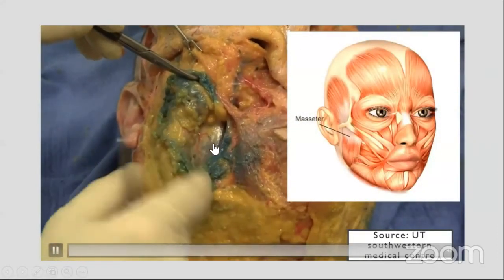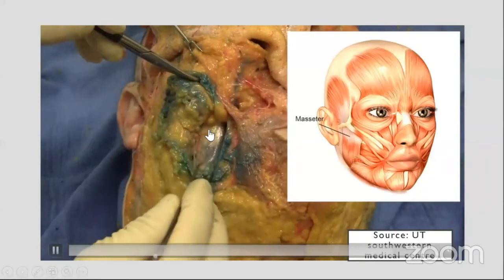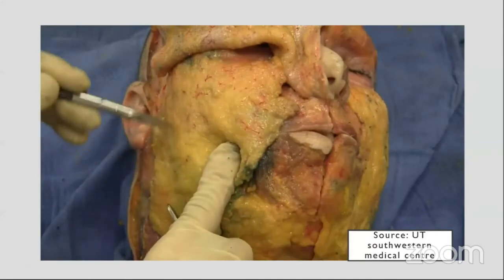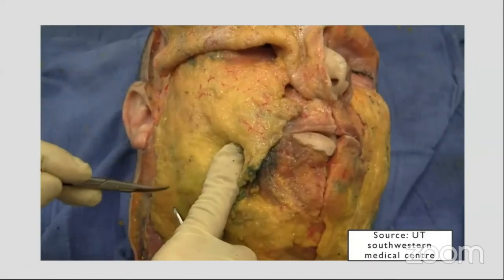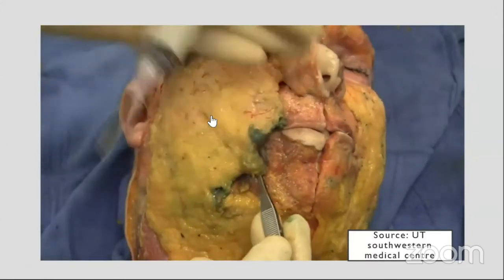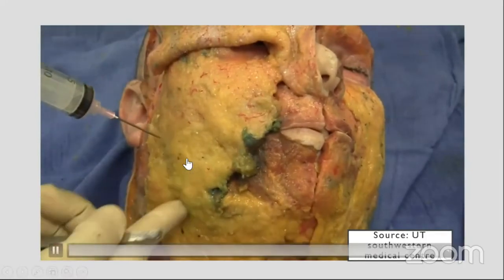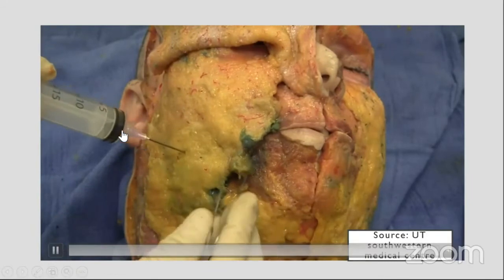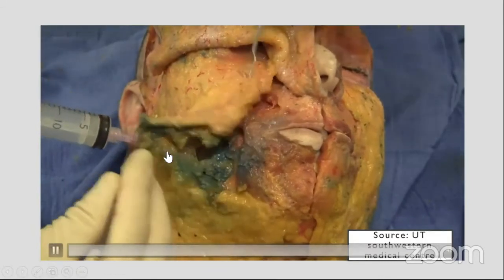Next important thing is the masseter muscle in the mid and lower face. The strongest and the most powerful muscle in the human body, which lies deep to the buccal fat pad. Always ask the patient to clench whenever you're injecting, and just to show how deep you should go, this syringe has been taken in hand.